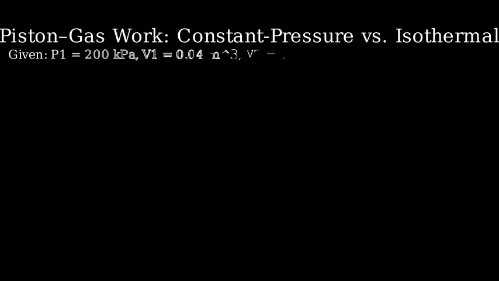In this lesson, we solve a piston and gas example by computing the work done during two quasi-static processes. Part A is a constant pressure expansion from volume 0.04 to 0.10 cubic meters. Part B is an isothermal expansion at 300 Kelvin from the same initial state to the same final volume.